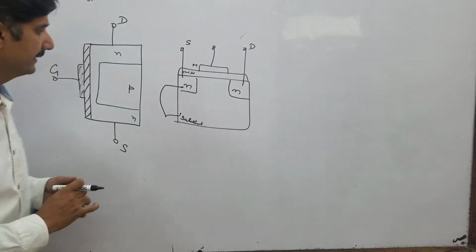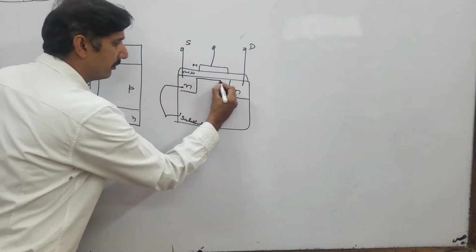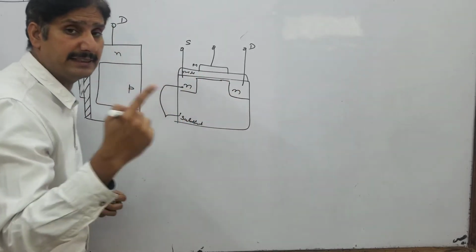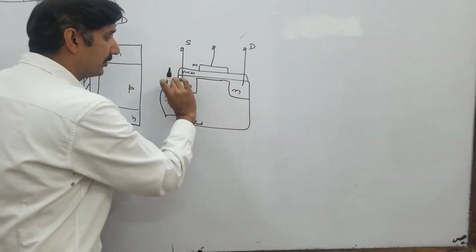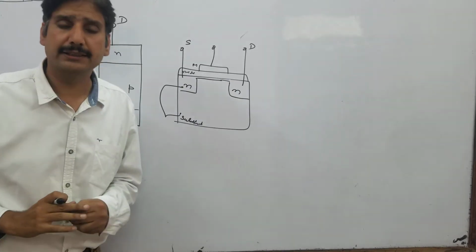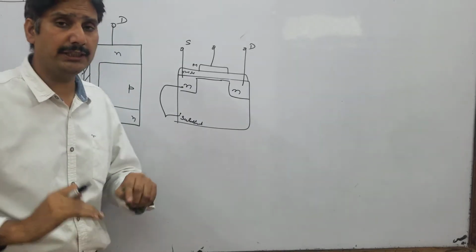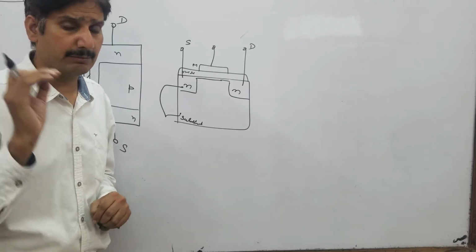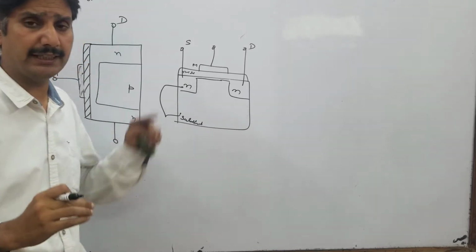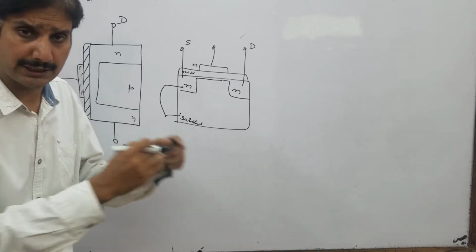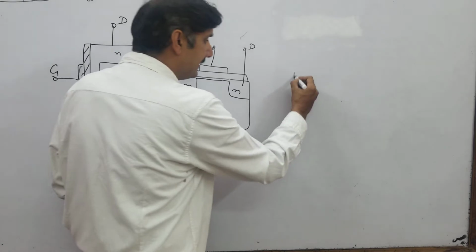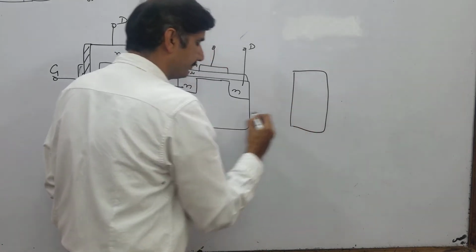When the source and drain regions are physically connected with each other through a thin layer of semiconductor, that is what we call a depletion type MOSFET. I'll come to the modes of operation a little later. But let's see what an enhancement type MOSFET is.